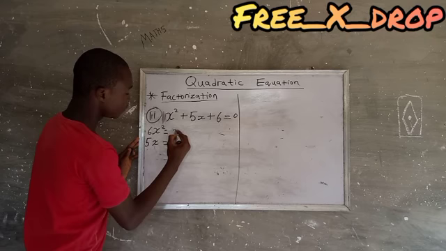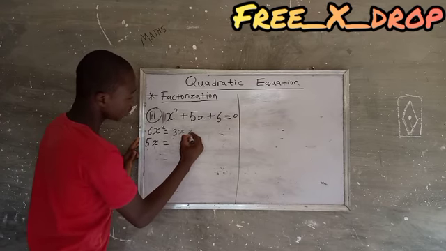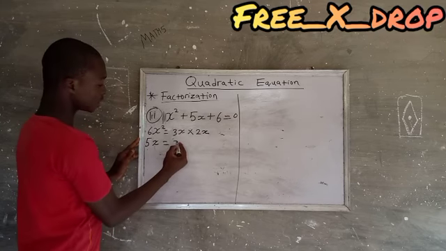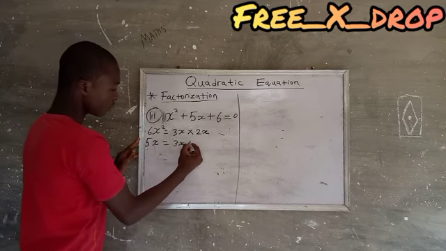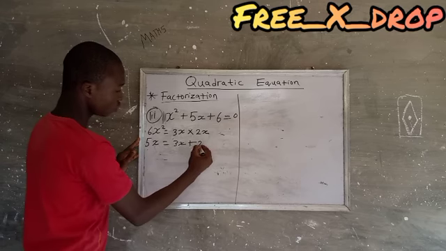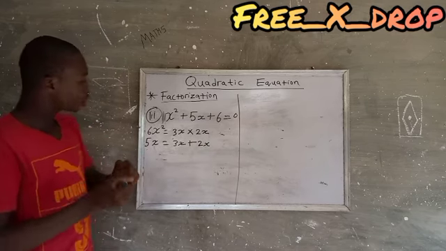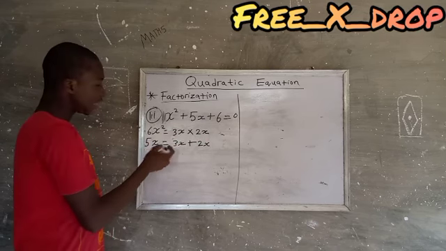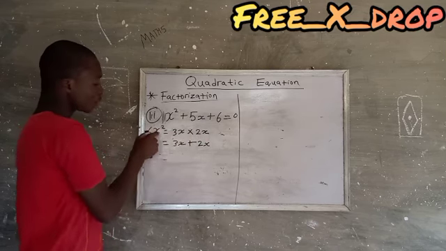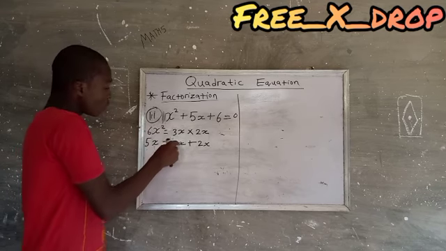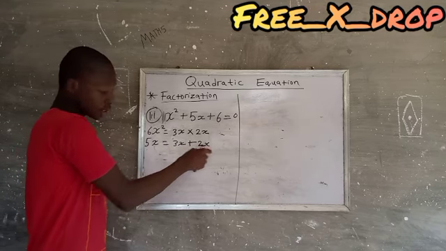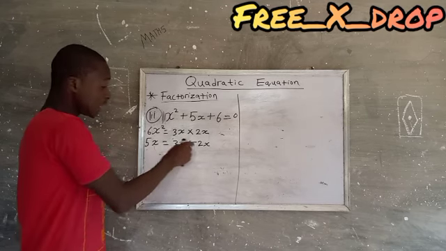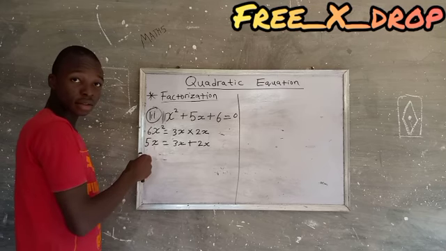It will be 3x times 2x. And these same numbers, 3x plus 2x. Now, if you check, we are using the same numbers. You must use the same numbers. 3x times 2x will give you 6x squared, while 3x plus 2x will give you 5x. You see that?